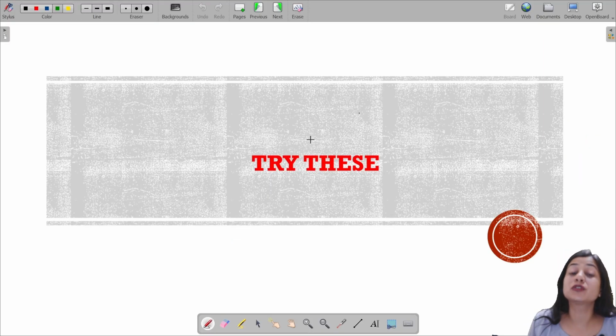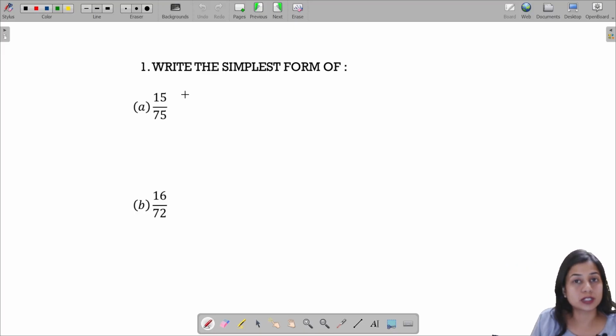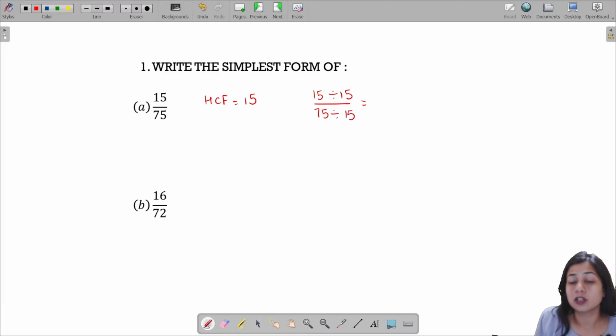Let's practice some, try these questions from NCERT book. So the first question is write the simplest form of 15 over 75. So here the highest common factor is 15. So I will divide 15 divided by 15 numerator and denominator 75 also divided by 15. So the answer is 1 over 5. I hope everyone is clear.